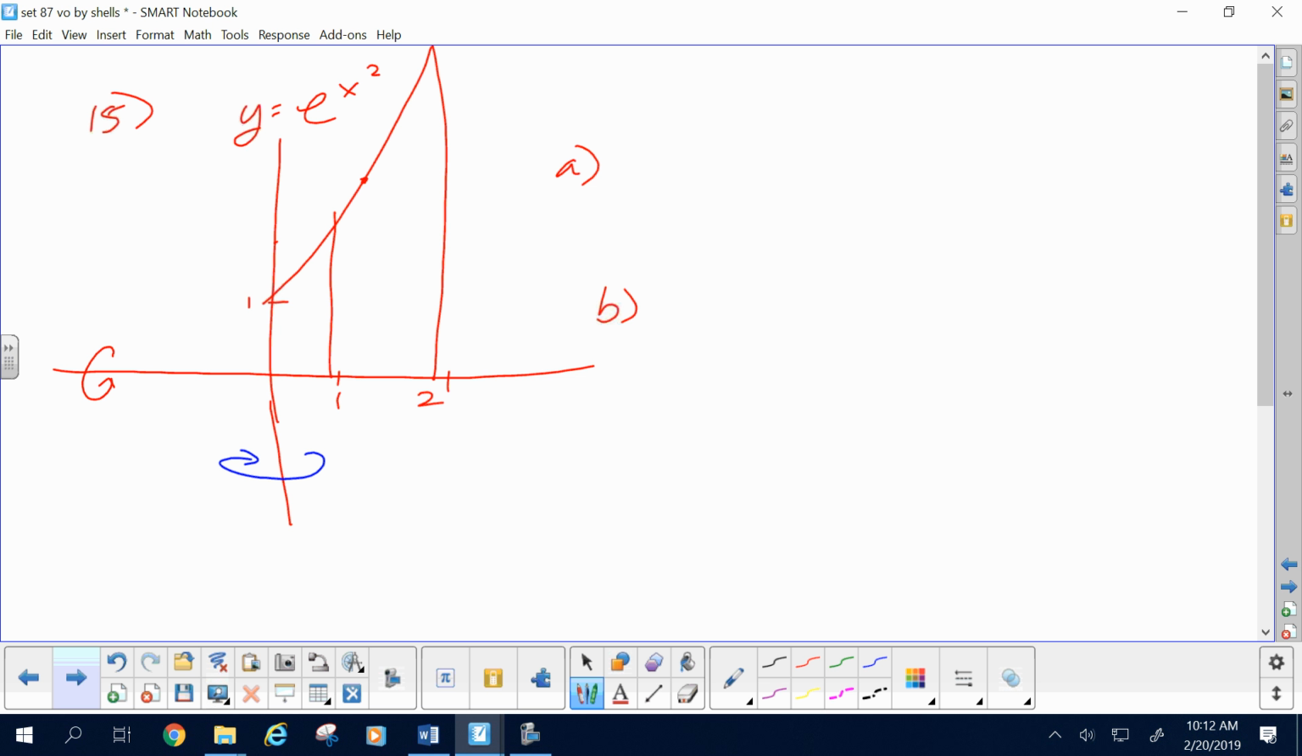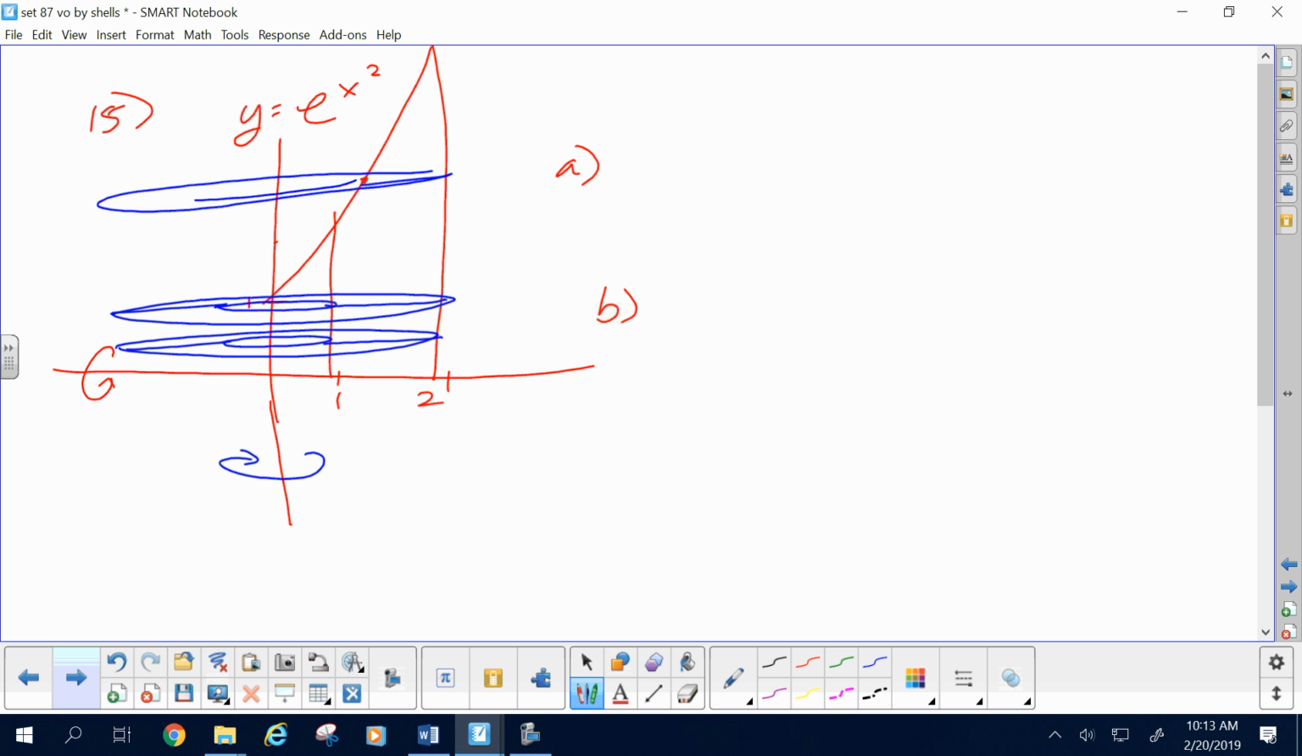And yesterday, you would have thought, doggone it, if I go around the y-axis, I have to use y, and I would get lots of washers, and I would probably need two integrals because it's two different situations as far as the radii.